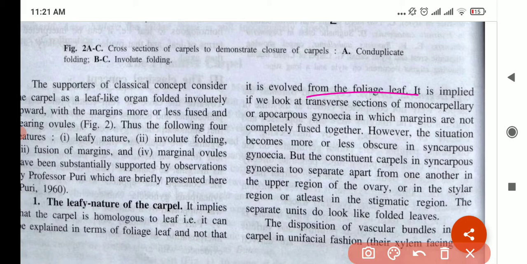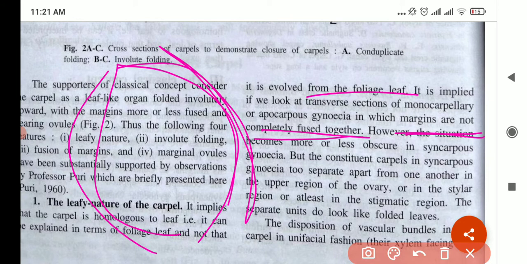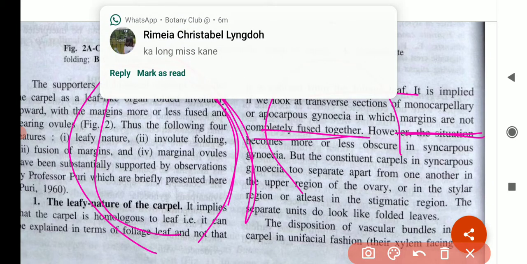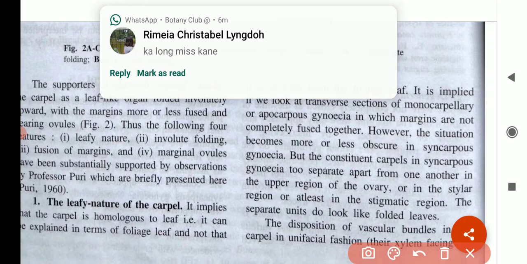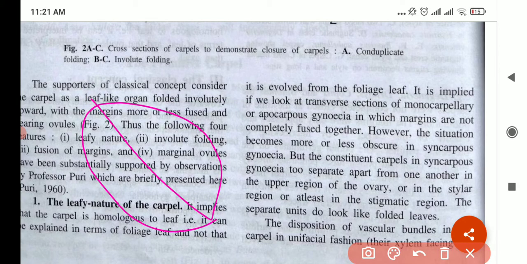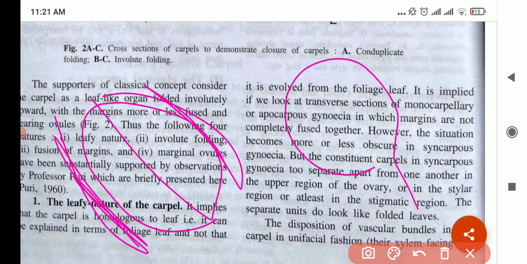We can say it's just like a leaf because the margins are not completely fused together. If this is the leaf, these are the leaf margin sides. If they fold up like this, we find that the margin is not completely fused.